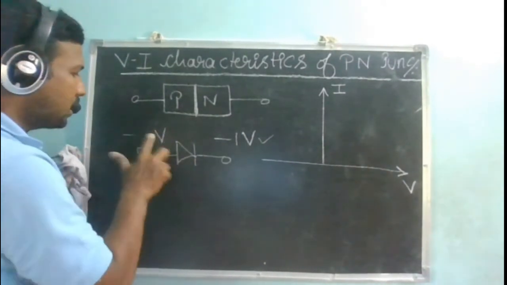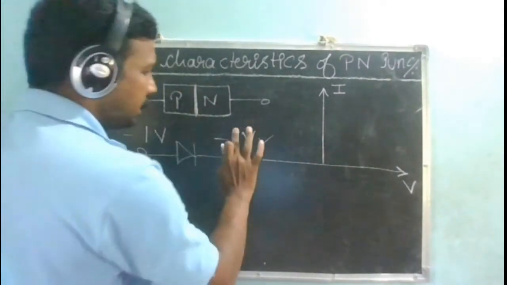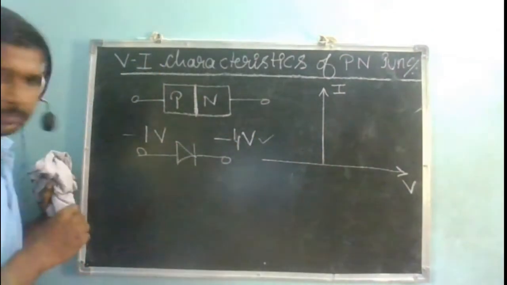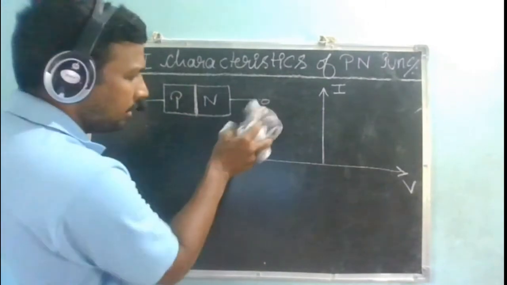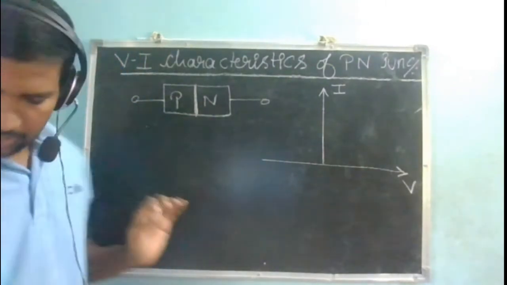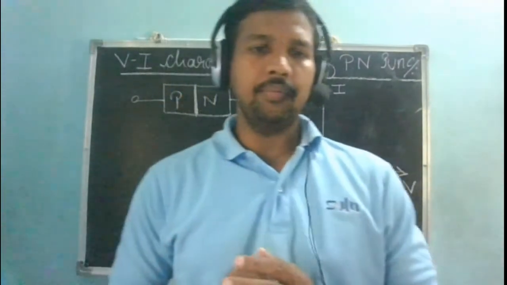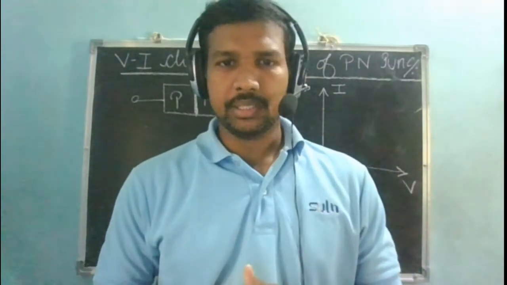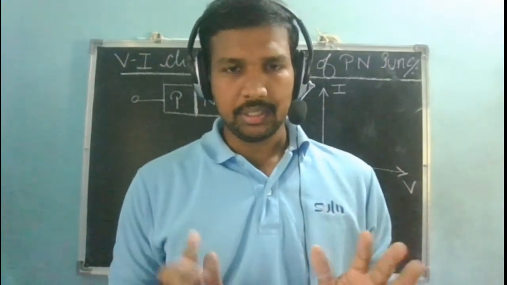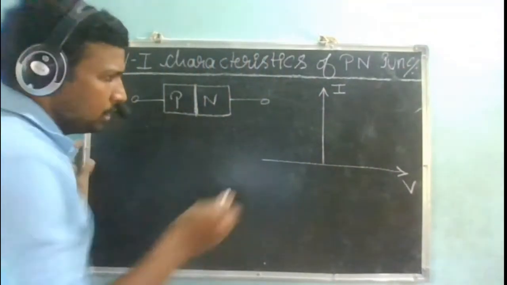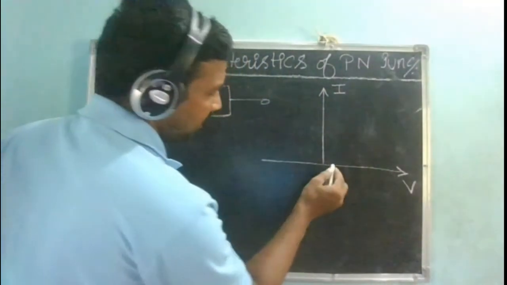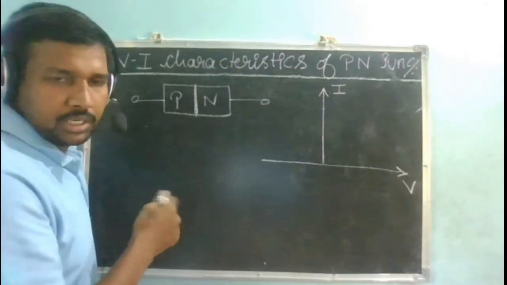Instead of that, if I have minus 1 volt here and minus 4 volts here, then forward bias. Now you have got clarity on how to make the PN junction diode forward biased or reverse biased. Is this okay? Yes or no? Yes, sir. But never simply blindly remember that P is to be connected to positive or N is to be connected to negative.